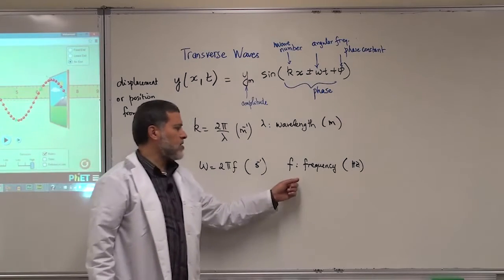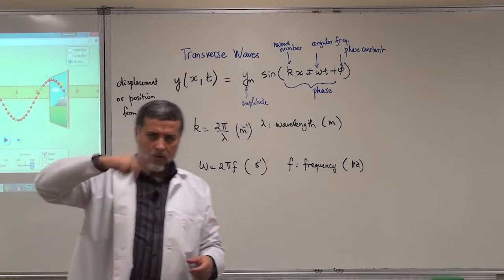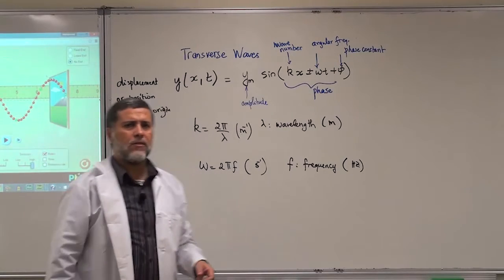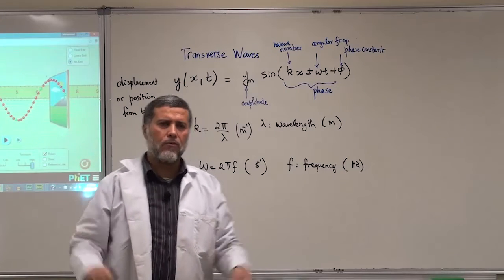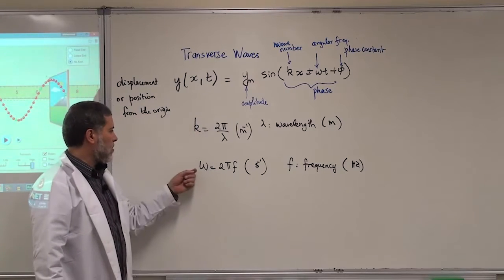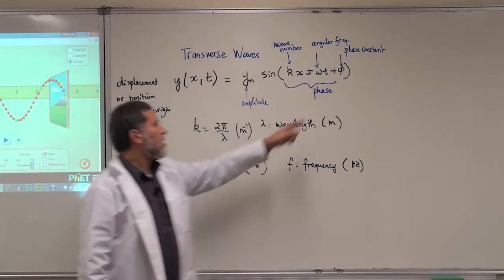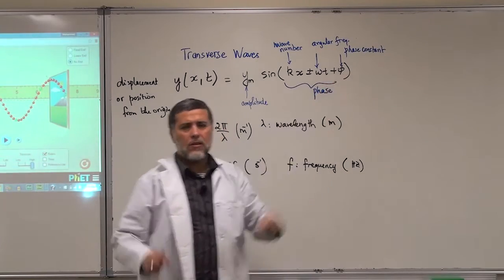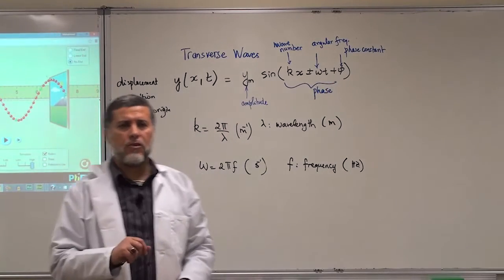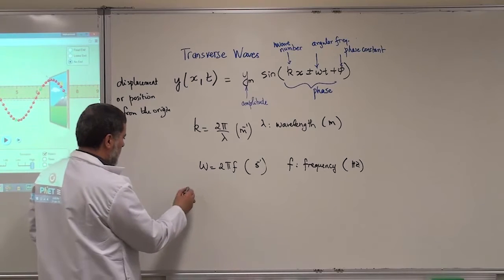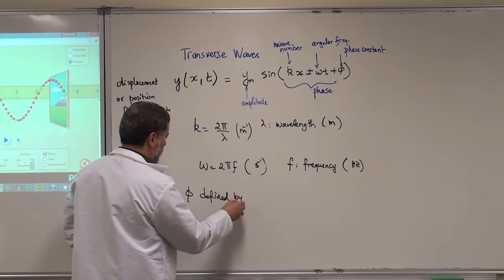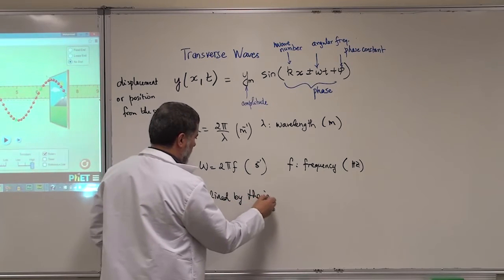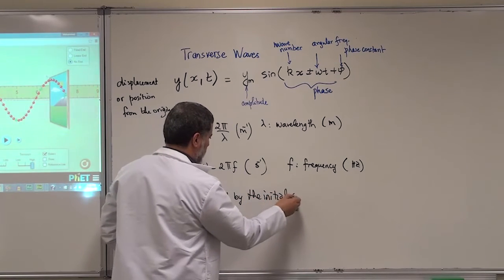The frequency f is the number of oscillations or vibrations per second. The wavelength is the distance between two identical points on the wave. The wave number and angular frequency are defined. Phi here is the phase constant, which will be defined by the initial conditions.